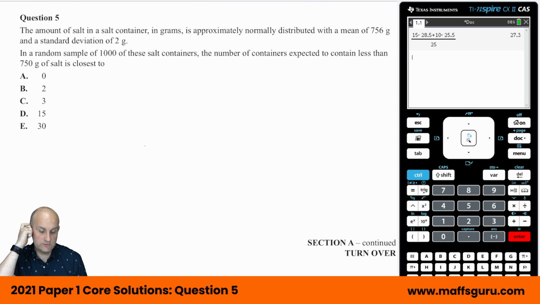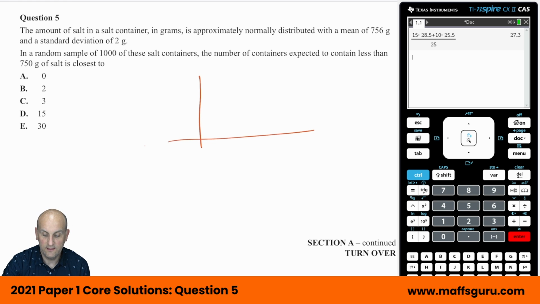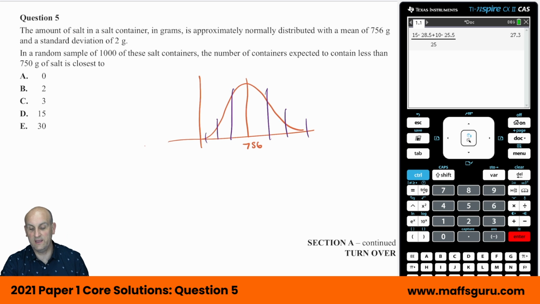The amount of salt in a salt container in grams is approximately normally distributed. Right, so as soon as I see that, I draw myself a normal distribution, and then I put my mean of 756, and then I split that into 3 sections. I tend to make them fairly wide simply because my handwriting is pretty big, and a standard deviation of 2 grams. All right, so 756, 758, 760, and 762.